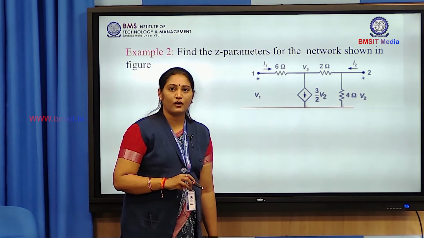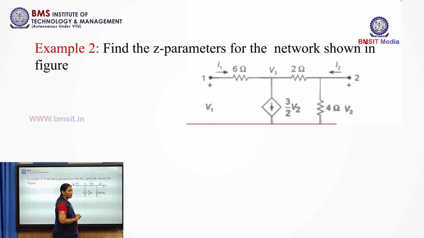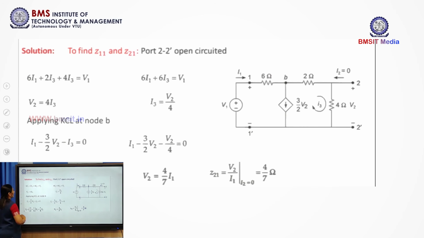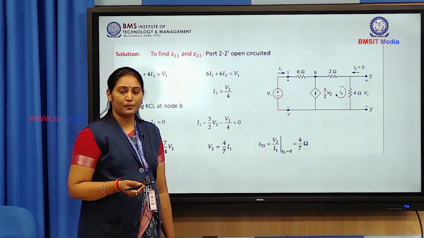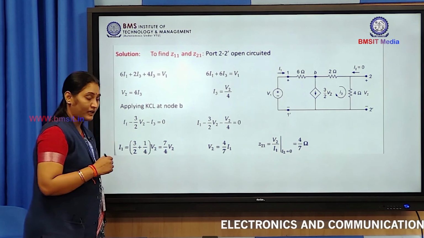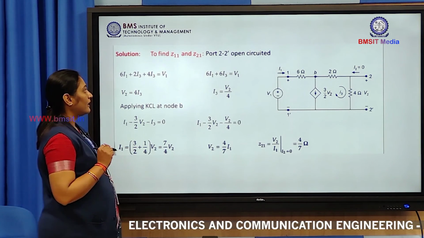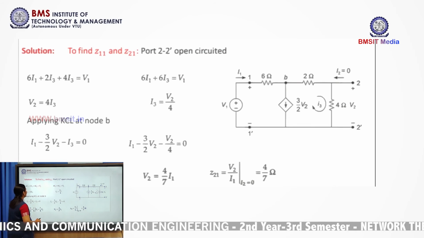This is an example of a dependent source, where the dependent source value is 3 by 2 V2. This dependent current source depends on the voltage V2. In such a network, how do we evaluate the Z parameters? Again we apply the same method: open circuit one of the ports and evaluate the parameters, and then open circuit the other port and evaluate the parameters. Let us consider the second port open circuited.